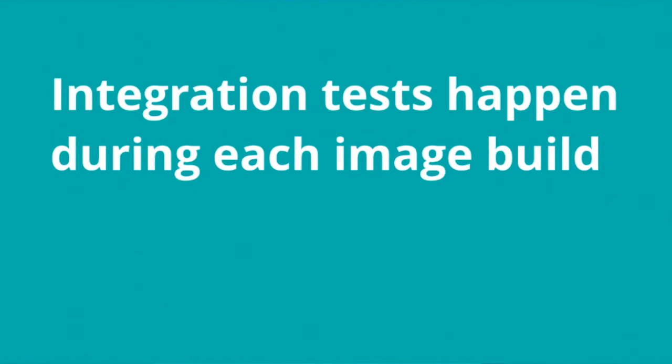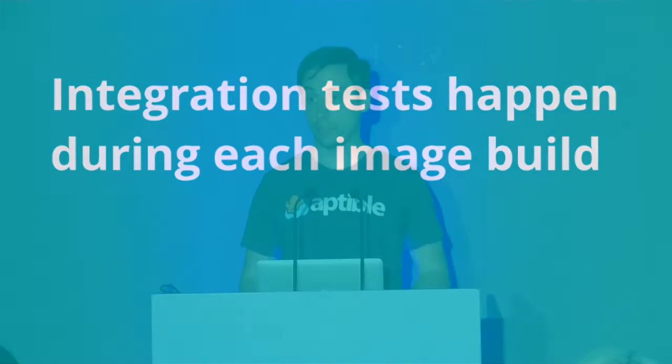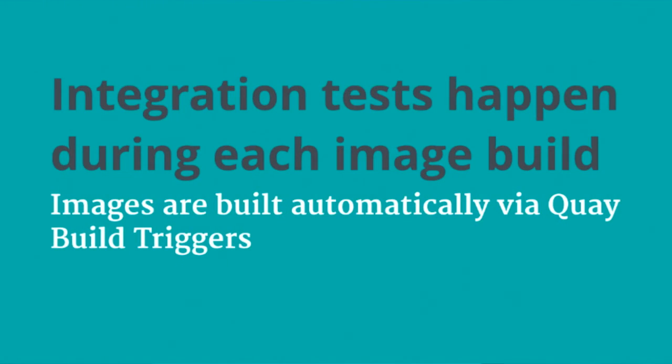Okay, so like I mentioned, these integration tests run during every image build. And that comes with a few great benefits from an auditing perspective. First, these images are built automatically via Quay.io build triggers. So every time we merge into master on the corresponding GitHub repo, we get a build and all of our integration tests run on Quay.